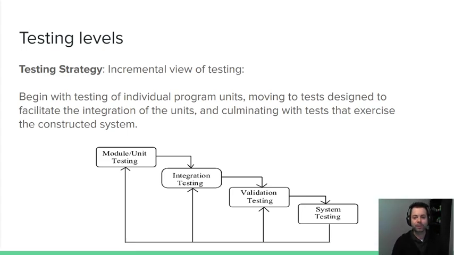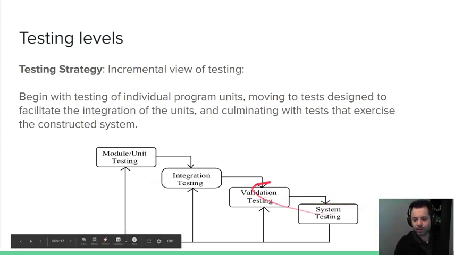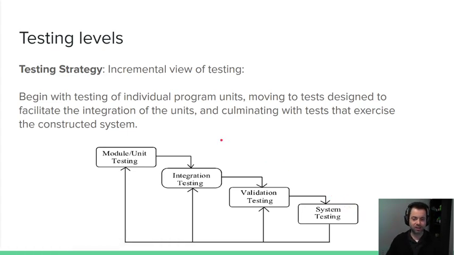All right, so levels of testing. We've talked about this already, right? There's unit testing, integration, validation, system testing. And depending on how you look at this, you might consider acceptance testing at the very end. Basically, you're going from very fine-grained testing to more broad-based testing. So we're incrementally moving up in our levels of abstraction here.